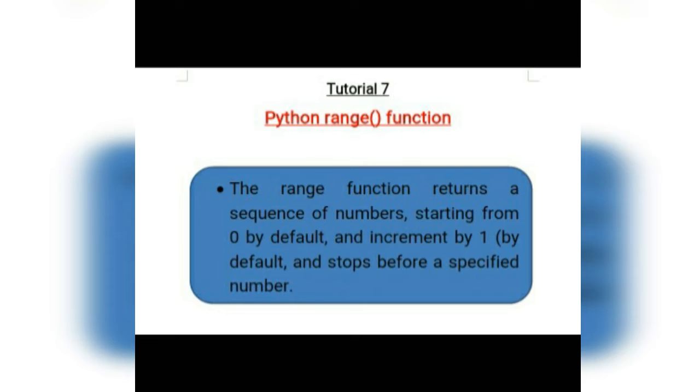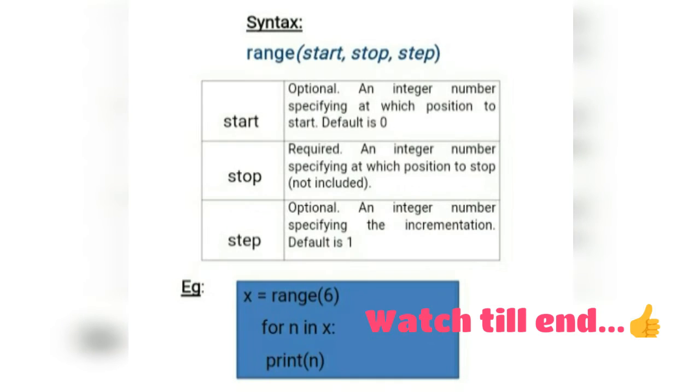If you look at the syntax, you will understand exactly how this range function works. Now here is the syntax: range, in parentheses, start, stop and step. Now start, which is optional, is an integer number specifying at which position to start. By default it starts with 0. That means the start parameter is optional and it specifies where to start. If you don't specify start, by default it will start from 0.